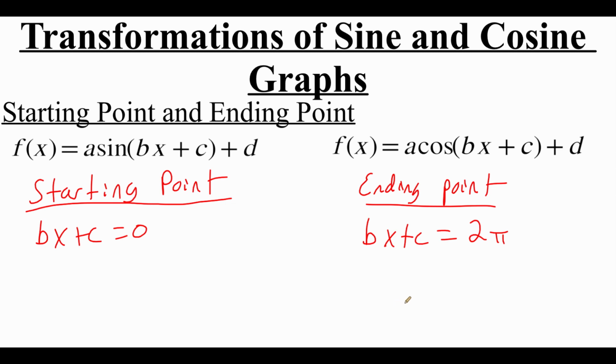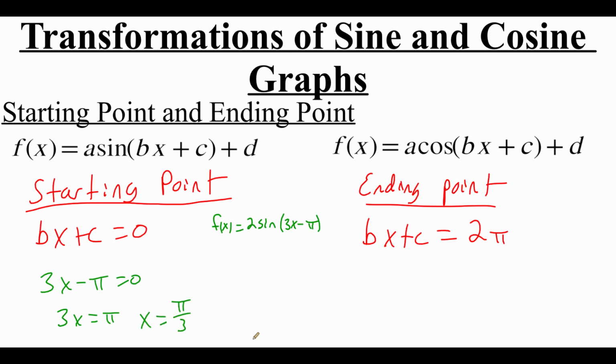Whatever answer we get is our ending x value in our table. So for example, if we wanted to look at the function f of x equals 2 times the sine of 3x minus pi, and we wanted to find the starting point, I would take the 3x minus pi and set that equal to 0. I would add the pi over to the right-hand side, so I would get 3x equals pi, and I would divide the 3 over. So this tells me that we should start our table with an x value of pi over 3.